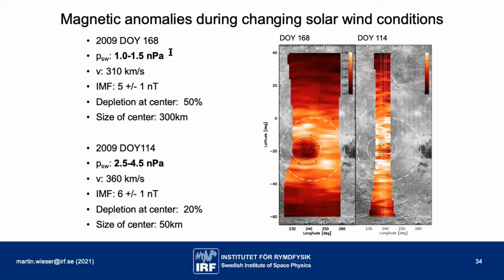So in these two measurements, we basically double the dynamic pressure of the solar wind protons, and one can see that this depletion, which is visible for the lower dynamic pressure, is almost flattened down to the ground, and only very small areas still show this reduction, and that's of course the areas where the magnetic field is strongest.